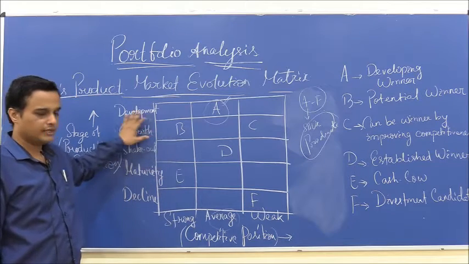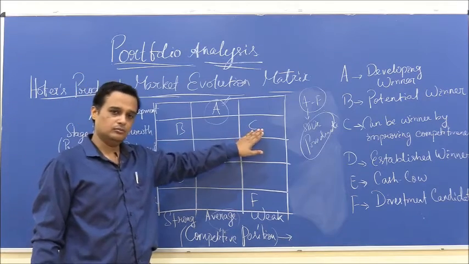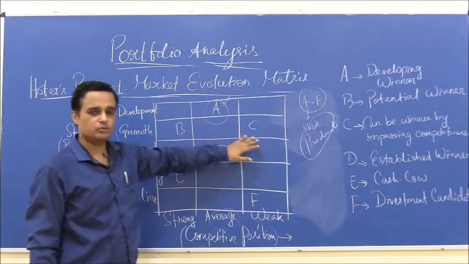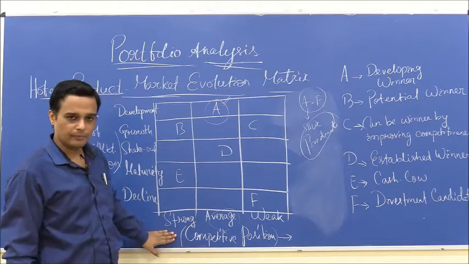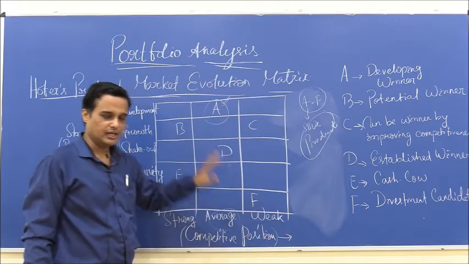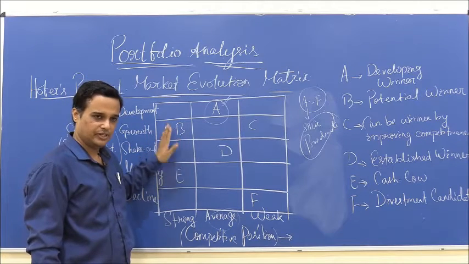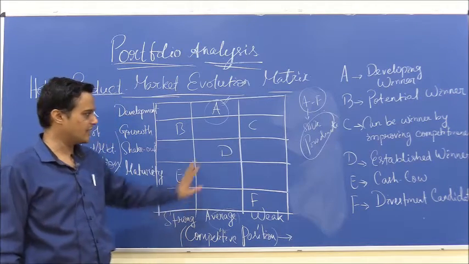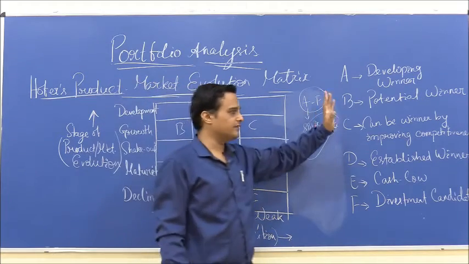In a growing market, we have taken two SBUs or two product lines or two brands, B and C. The difference between these two being, although both of them are in a growing market, one of them has a strong competitive position and the other has a weak competitive position. How does this make a difference? One brand is in a very comfortable position with a high market share, and another brand has a not so nice market share.